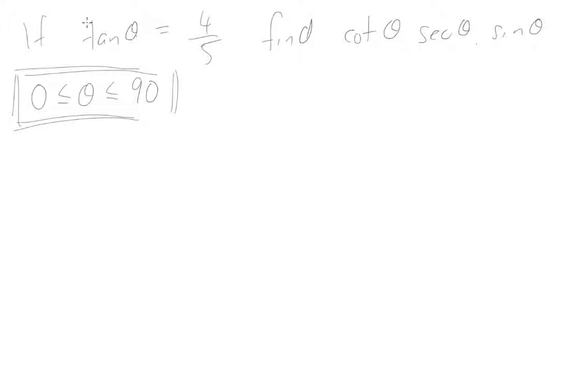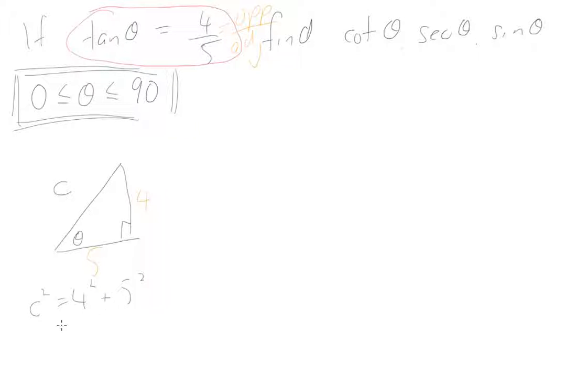Anyway, taking what we've got, tan theta is 4 on 5. So what we're going to do is construct a triangle with theta there, and make it so tan theta is 4 on 5. Tan theta we know is opposite over adjacent. So for our theta here, opposite is 4, adjacent is 5. To find the hypotenuse, just a little bit of Pythagoras. So my value of c: c squared equals 4 squared plus 5 squared. So it's 16 and 25, which is 41. So c is root 41.